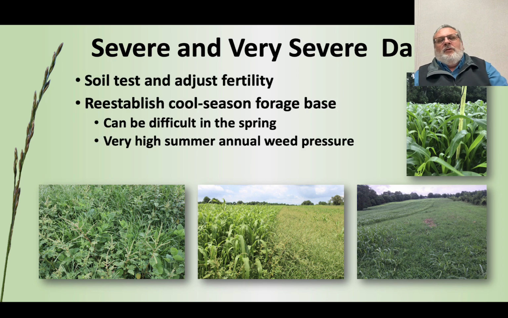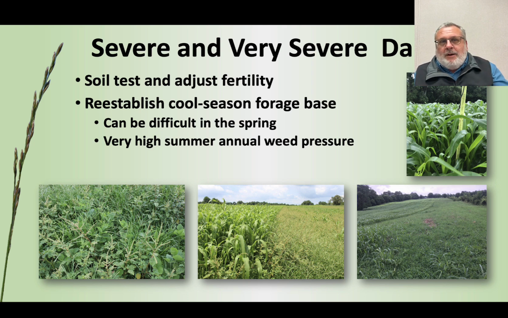So again, we want to make sure our soil fertility is in good shape. We want to reestablish the cool season forage base. The question is do we try to do it in the spring, or do we wait until that fall to establish it? And if we wait until the fall, what do we do in the meantime? And often when we try to establish it in the spring, we will have a stand failure because we have a lot of competition from summer annual weeds, spiny amaranth, cockleburr, goosegrass, foxtails, and so on.